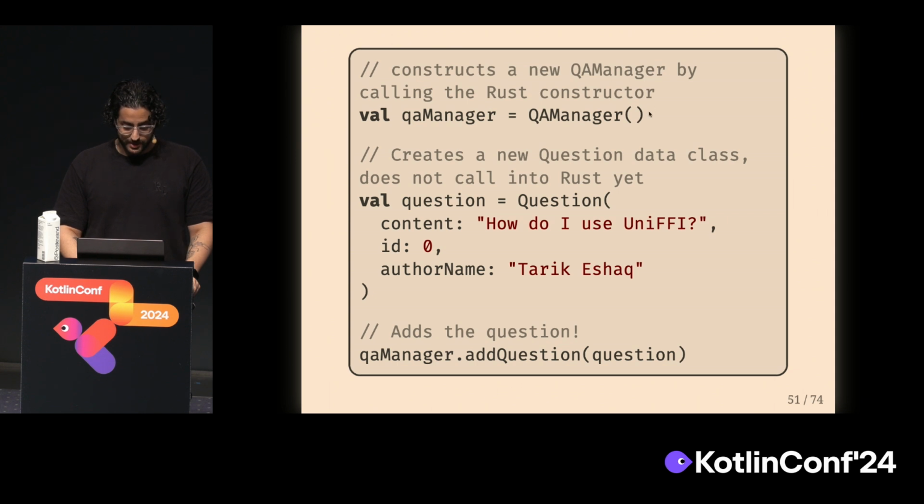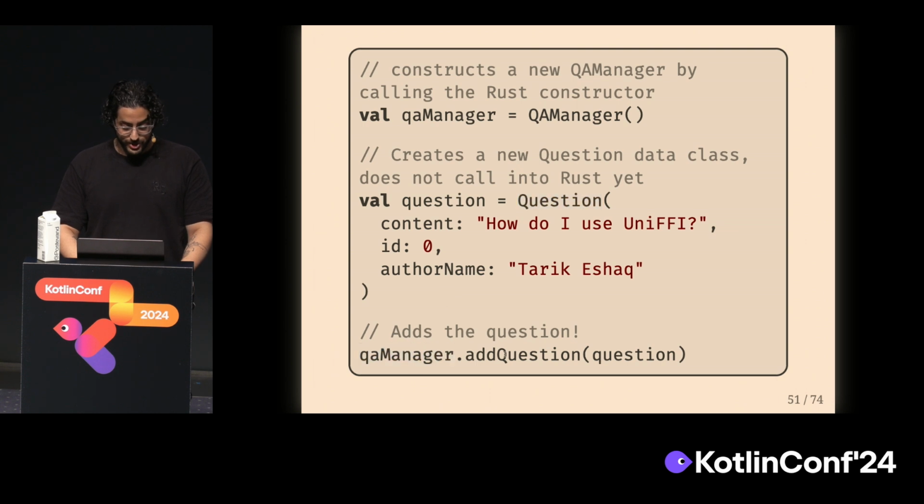So let's look at some Kotlin. For Kotlin, you construct it as if you're writing any Kotlin. You get a type QA manager, you construct it, that looks fine. And then you have your question. This is a regular data class, and this is not going to even cross the FFI. Uniffi is smart enough to know it's a data class. When you pass it back, you're going to have to copy it. So it just creates the data class for you in Kotlin.